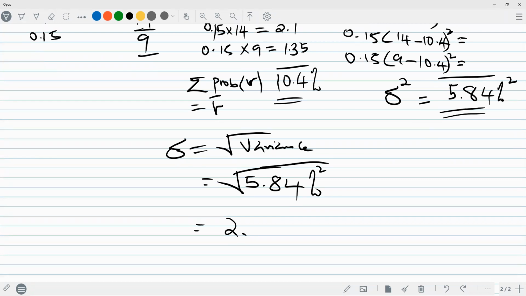2.413. 2.42%. Yes. Okay, so you get 2.42% to be the standard deviation. That's for y. Okay, can you do for z? The same process. You can attempt z, isn't it?